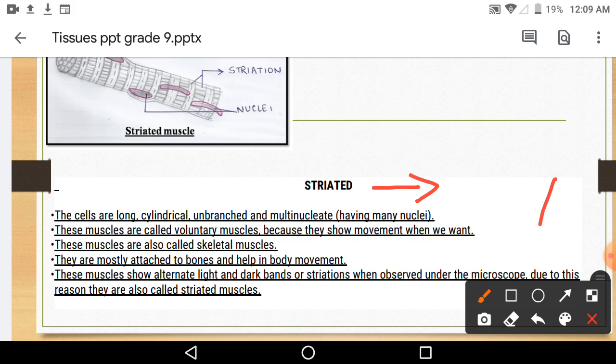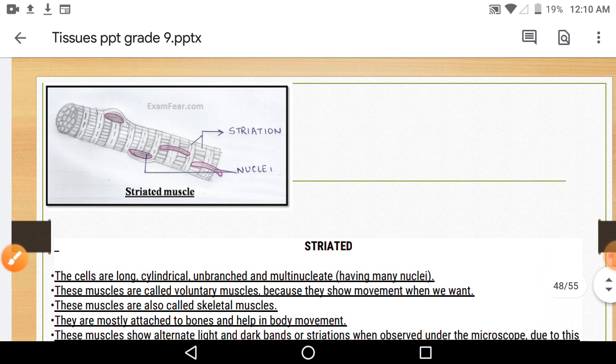These muscles show alternate light and dark bands. See here, the light and dark bands. These are the dark bands, and these are light. So alternate dark and light bands are seen. This is known as striation, and that is why the name striated muscle is given. When we see under the microscope, it is observed that there are alternate dark and light bands. Due to this reason, they are called striated. See here, these are the dark and the light bands, striated muscles. So that is why they are called striated muscles.